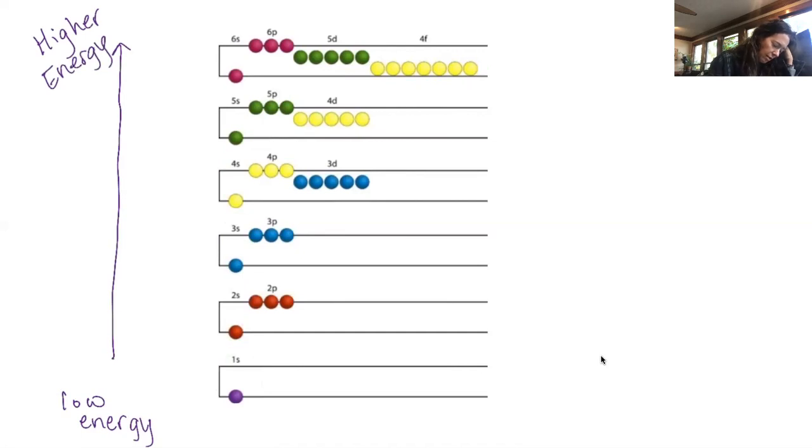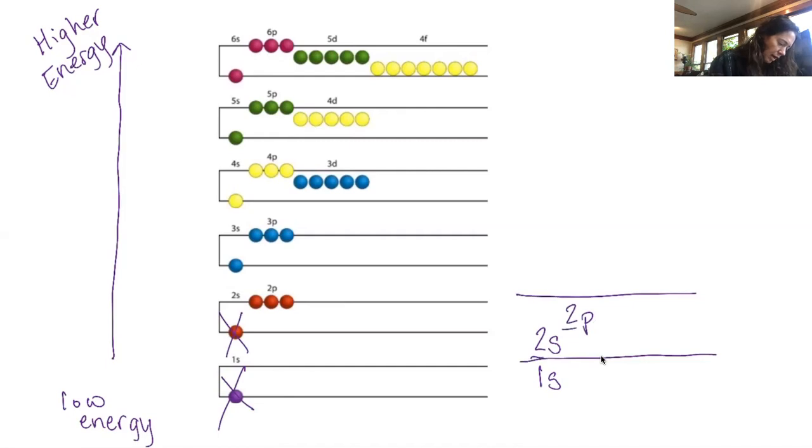So the lowest energy is the 1s location. The s orbital on the first energy level is the location where electrons have the lowest energy. After that comes the 2s. Then the 2p has a slight bit more energy, even though they're both on the second energy level. And then on the third energy level, we have the 3s and the 3p.